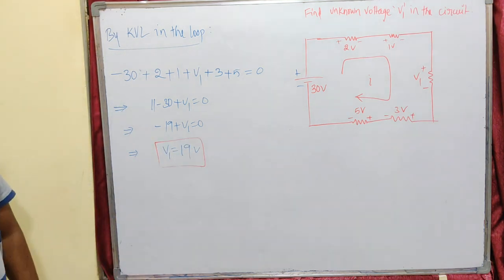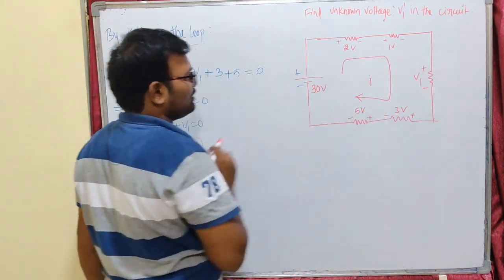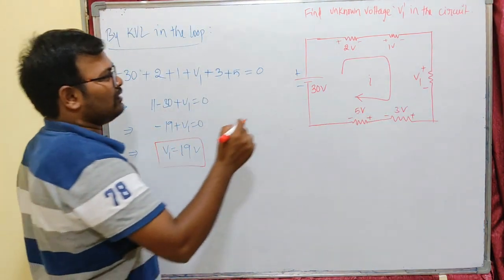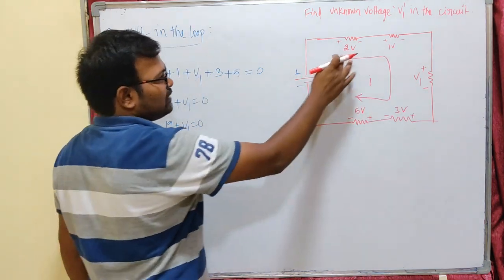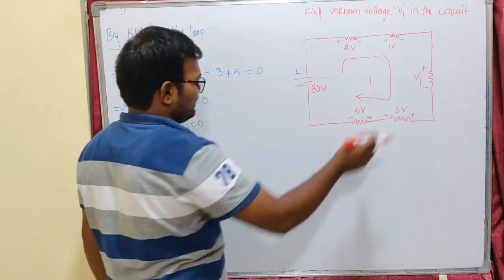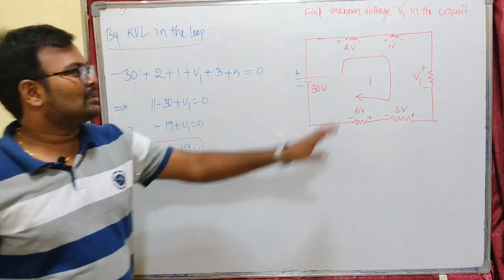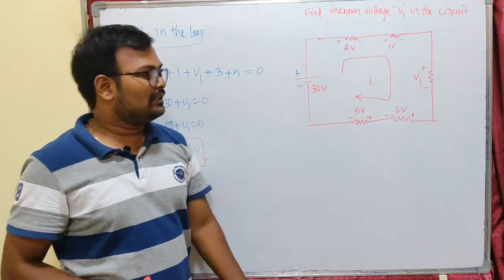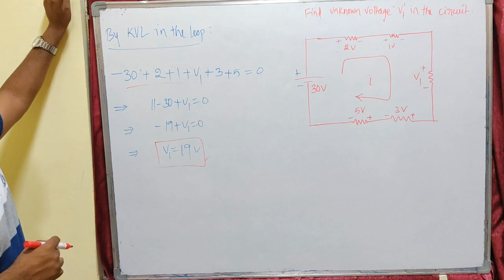Okay, so this is it. The source voltage should be equal to the sum of all the drops. That is what KVL is, right? If you add all these drops, they should sum up to 30 volts. 2 plus 1 is 3, 3 plus 19 is 22, plus 3 is 25, plus 5 is 30. So all these drops should sum up to the voltage source value. That is what KVL means. So this is about KVL.